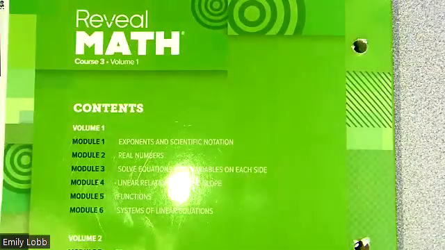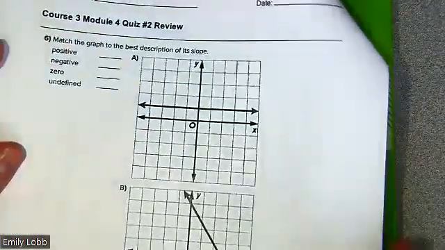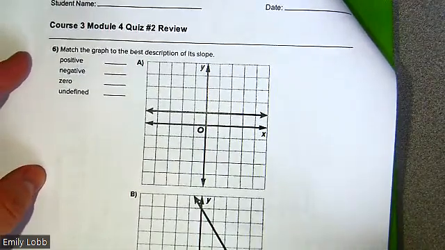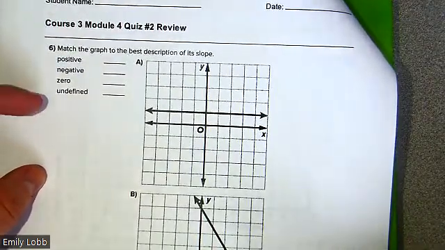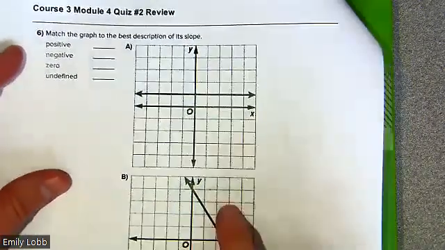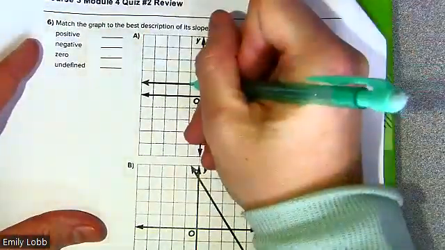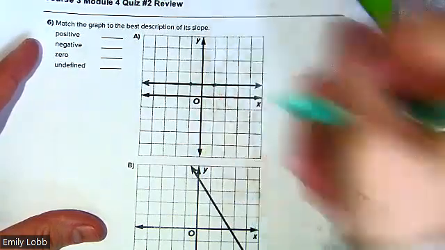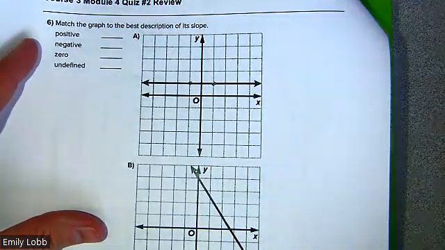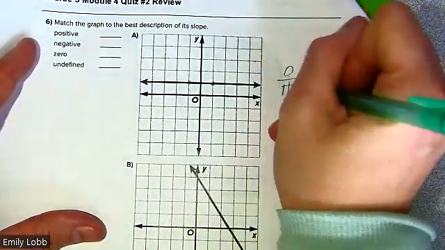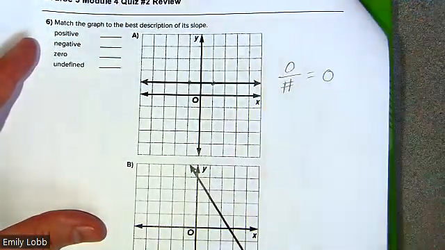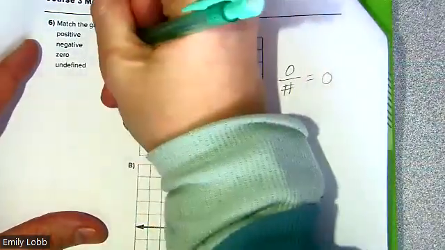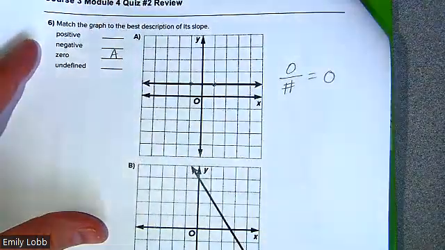Number 6. These we can use from those 2 pages, 191 and 198 in your workbook, right? Think about 2 points. What is my rise to get from this point to this point? 0. 0 over any number is still 0. So what is the slope of A? 0. What is it going to take?